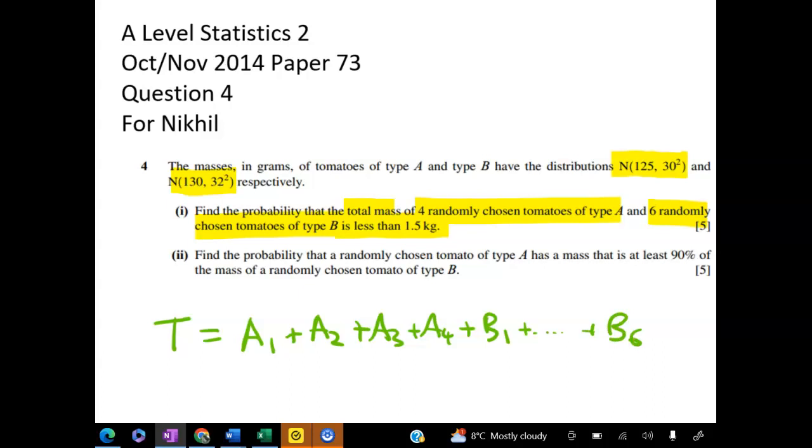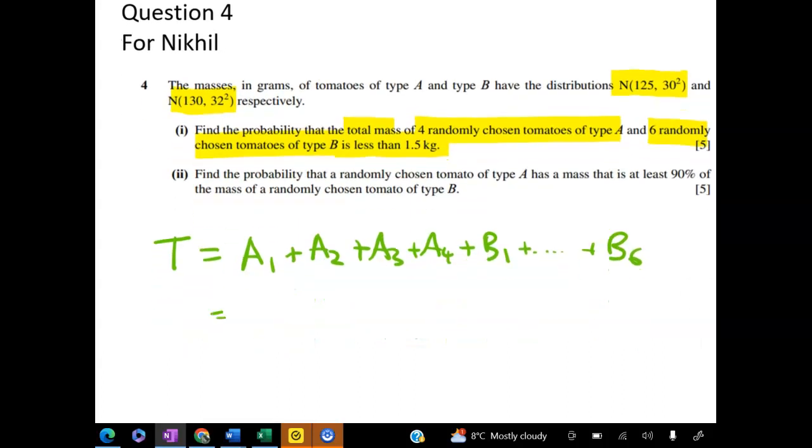Probably the most common mistake that students make here is instead of writing this, they go a bit too fast and they go, oh yeah, I've got 4 type A tomatoes, and they write down 4A. And that's going to lead us to, well, not a disaster, but a bit of a problem. Because when you see this, this is a linear combination, okay? It's not the same thing as the sum of 4 different random variables. So in this case, we've got 10 random variables and we're adding them together.